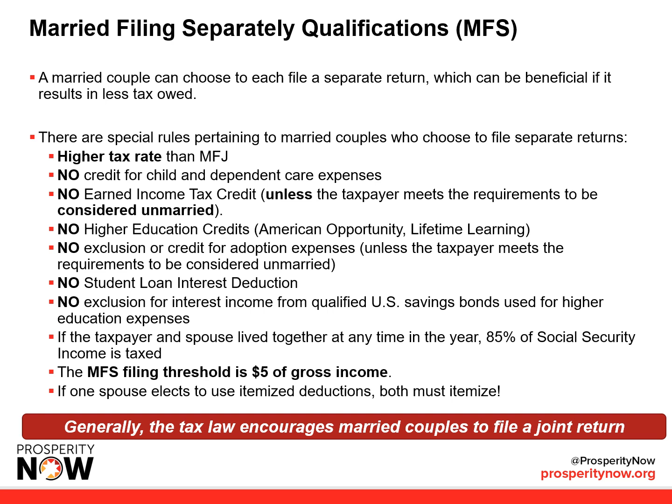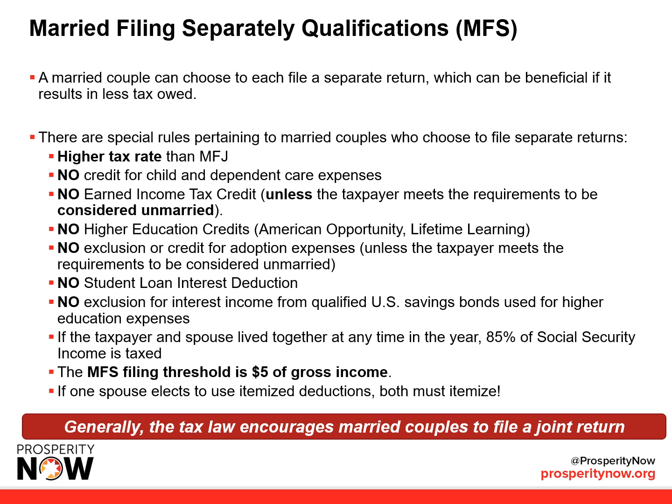They are taxed higher than married filing jointly. There is no credit for child and dependent care expenses, no earned income tax credit, no higher education credits, no exclusion or credit for adoption expenses, no student loan interest deduction, no exclusion for interest income from qualified U.S. savings bonds used for higher education expenses.